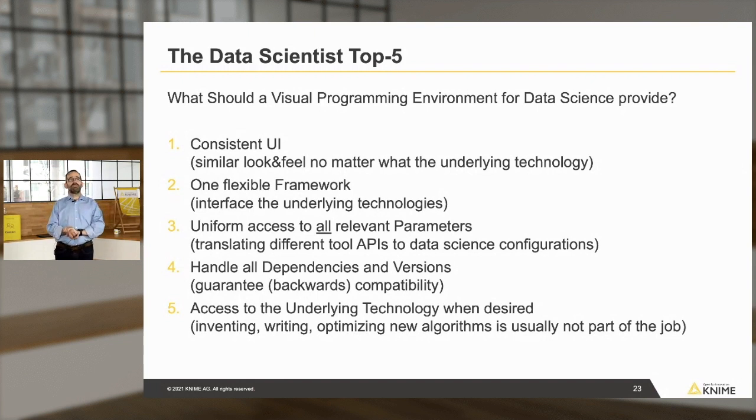Also very important, this framework needs to handle all dependencies and versions, especially now that we're relying on so many different underlying execution environments and programming languages that are integrated. We need to make sure that if one library gets updated here, it doesn't suddenly break my entire workflow. So handling dependencies and versions becomes even more important, and you don't want your data science team dealing with that. It should just work, right? And then, of course, you always have people with some expertise who want to try out something else. They really want to mess with an algorithm, and why not? So you should provide access to the underlying technology when it's desired. But inventing, writing, and optimizing new algorithms is usually not part of the job of the data scientist.